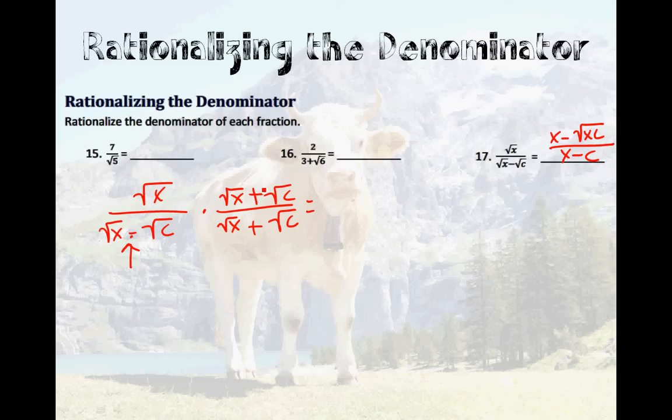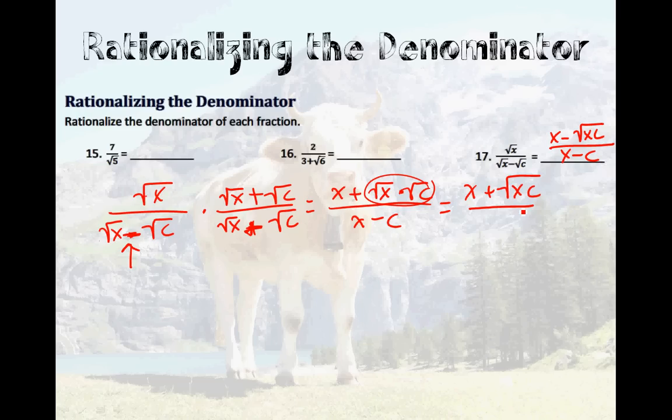But in general, it's easier to just change the second one, just because we're used to doing that. So if we multiply, square root of x times square root of x is just x, and then we have square root of x times square root of c. And in the denominator, we have essentially the difference of squares, because this is plus and this is minus. So we have x minus c. And then I just simplified it, put those together, and I ended up with my answer. Okay.